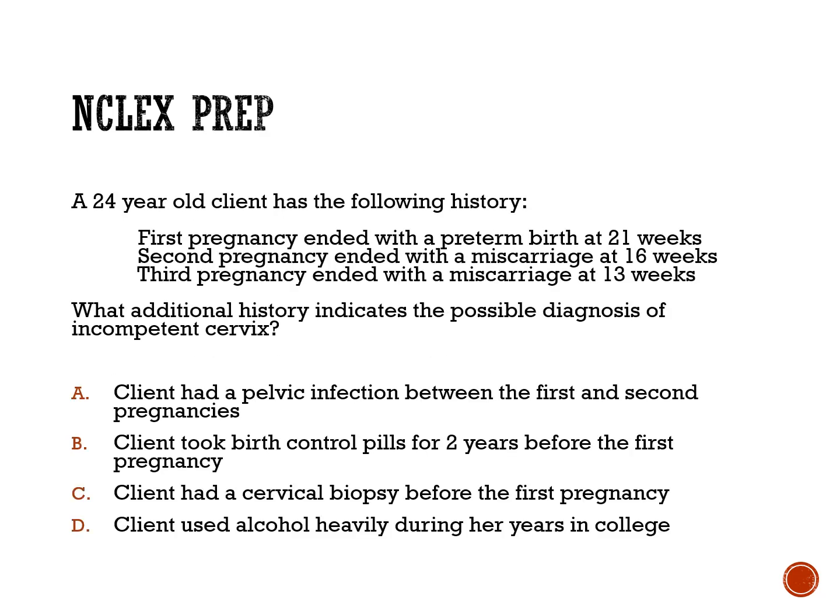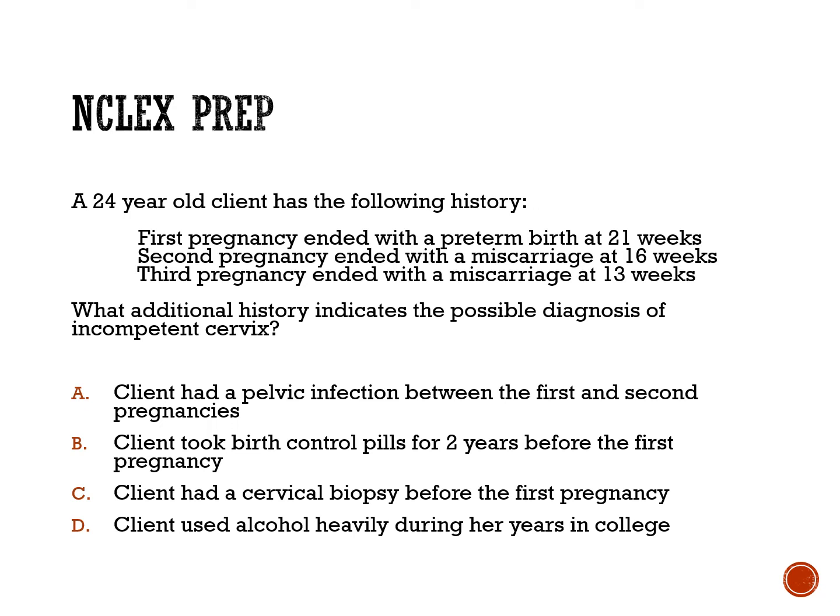A 24-year-old client has the following history. First pregnancy ended with a preterm birth at 21 weeks. Second pregnancy ended with a miscarriage at 16 weeks. Third pregnancy ended with a miscarriage at 13 weeks. What additional history indicates the possible diagnosis of incompetent cervix?